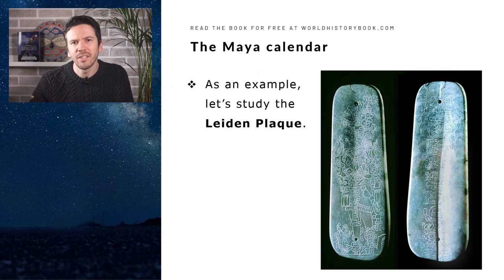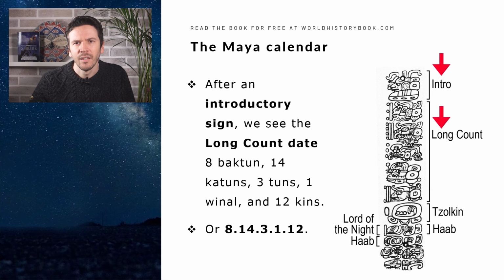As an example, let's study the so-called Leiden plaque. You can see it here in the photograph, although it isn't particularly clear. But here we have a much clearer drawing. From top to bottom, we first see an introductory sign, and then underneath it, we see the long count date: 8 baktuns, 14 katuns, 3 tuns, 1 winal, and 12 kins.